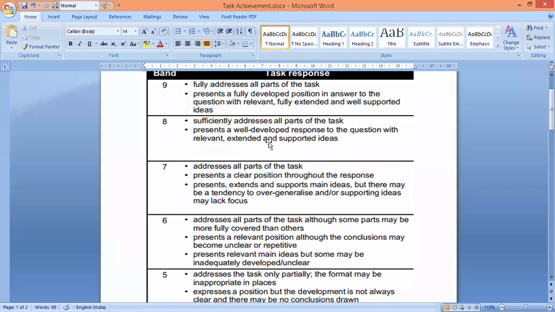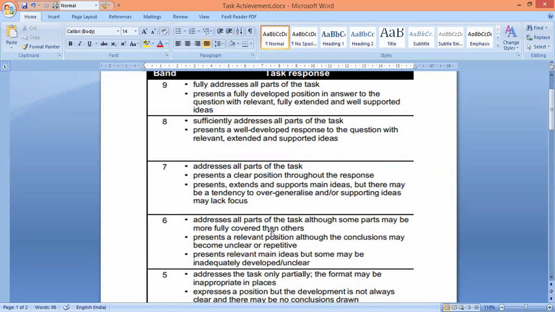So it means sufficiently. There is no confusion that there was something left to be said or something left to be proved. Everything was proved. Everything is addressed for an 8 band, sufficiently, carefully. Definitely there is a thin line, but the examiner will understand: you are completely, fully addressing all the parts of the task. There is no doubt. Sufficiently means there is little doubt. On 7, addresses all parts of the task, there is some doubt, or more than some, you can say.